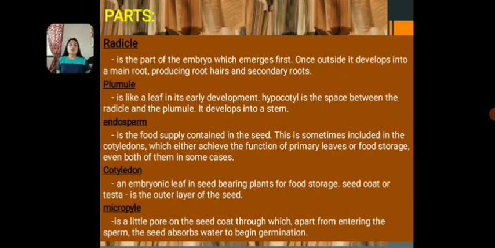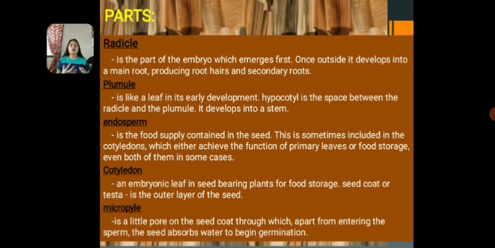Also, we have this part, the radicle. It is the part of the embryo which emerges first. Once outside, it develops into a main root, producing root hairs and secondary roots. The plumule is like a leaf in its early development. The hypocotyl is the space between the radicle and the plumule, and it develops into a stem.